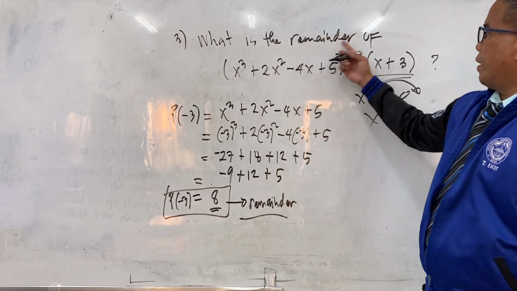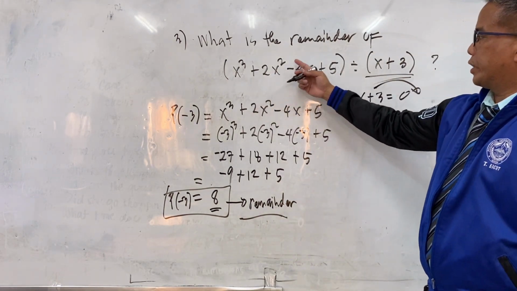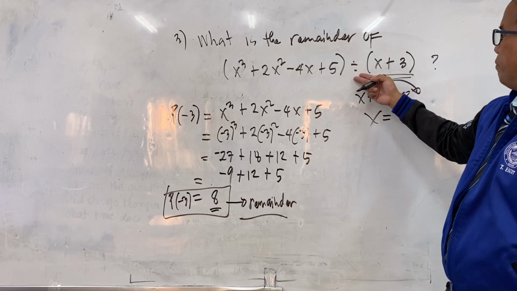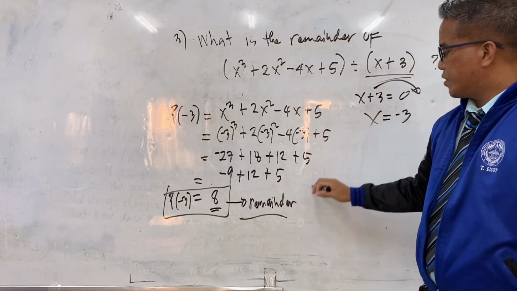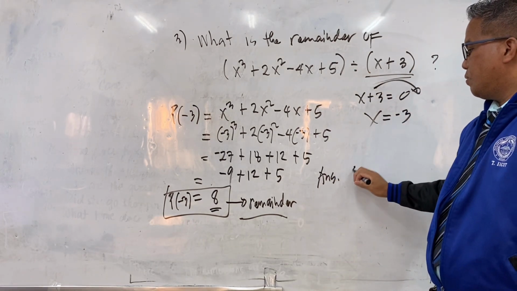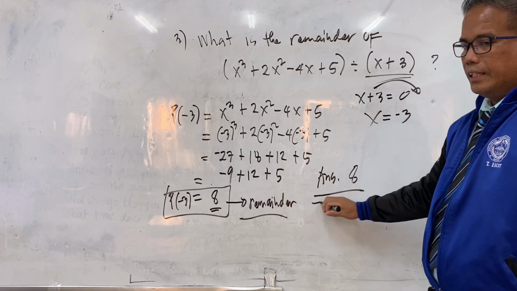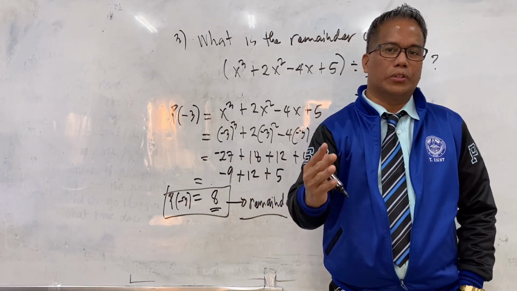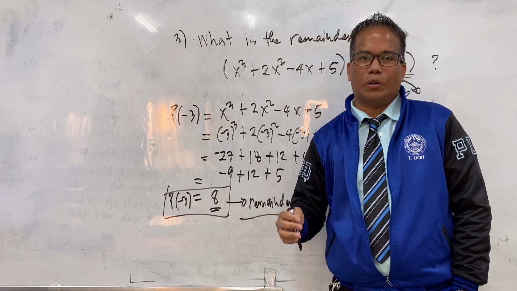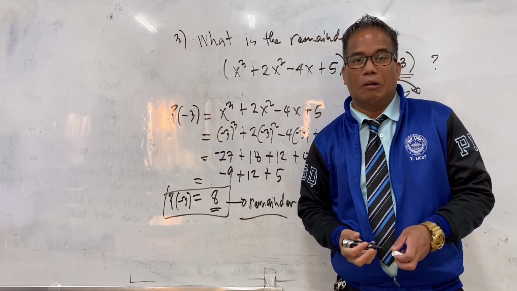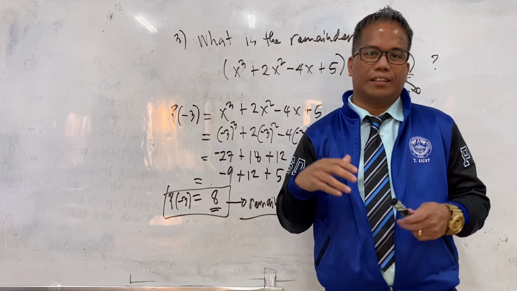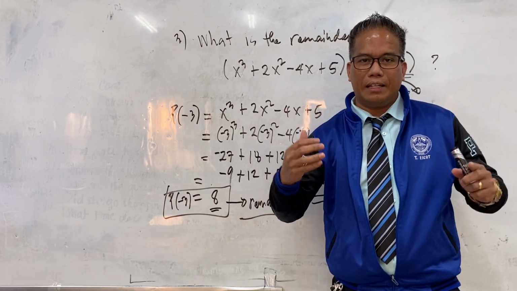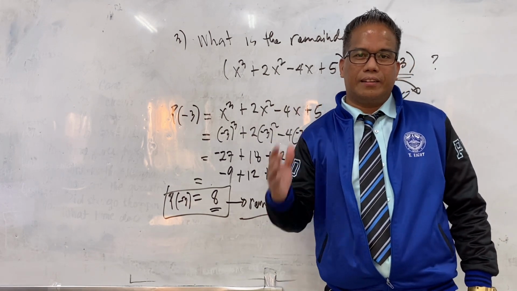So what is the remainder of x cubed plus 2x squared minus 4x plus 5 divided by x plus 3? The answer is equal to 8. Okay guys? So no need to use the synthetic division or the long division method. All you have to do is apply the remainder theorem.